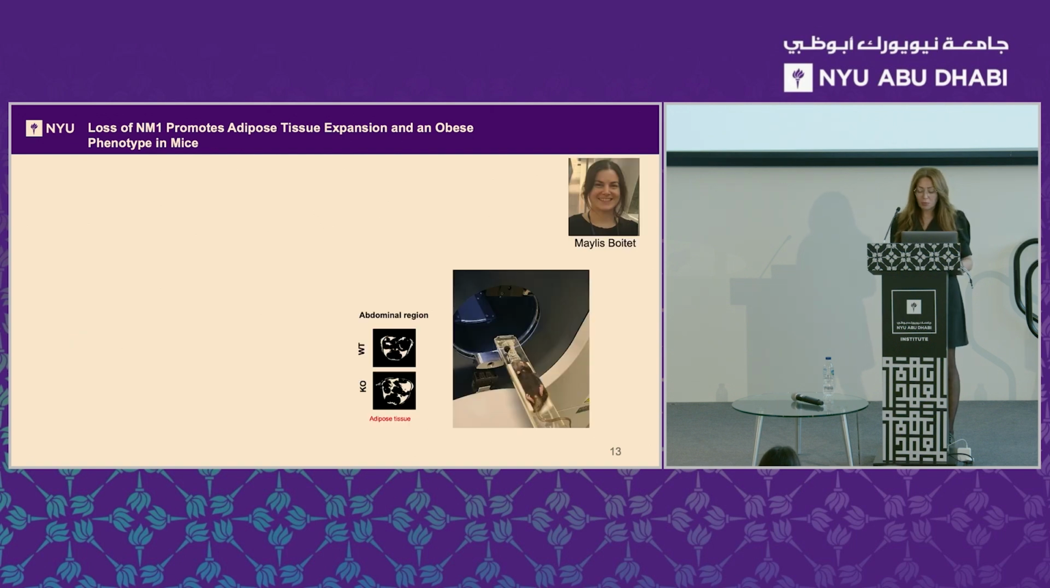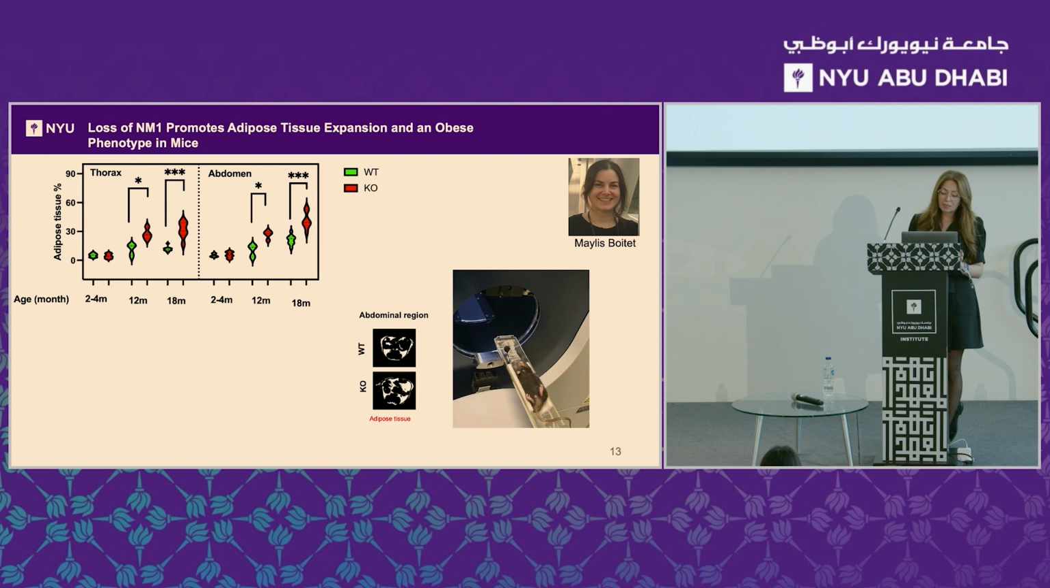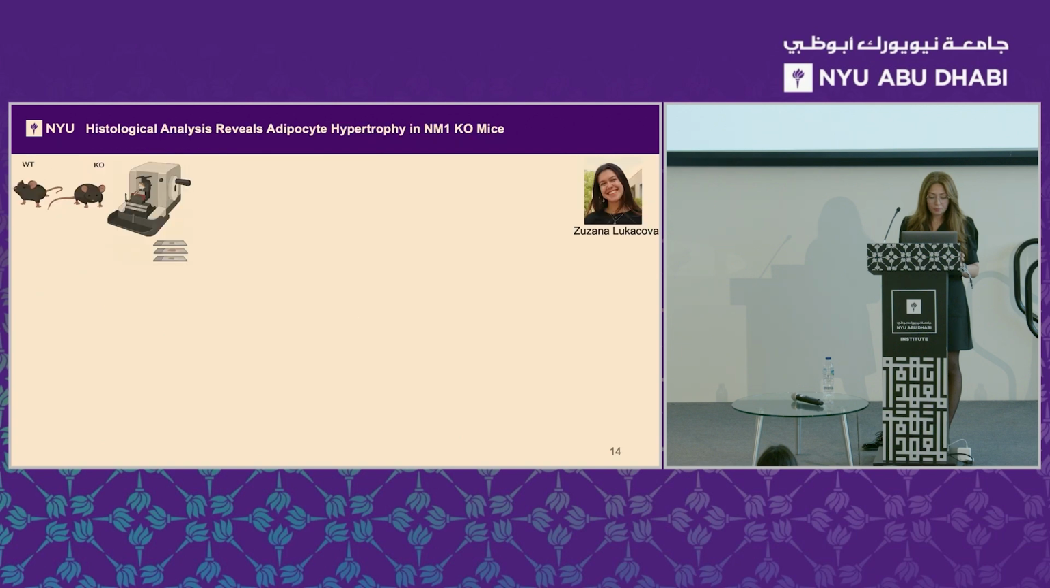So with this, we wanted to also check if there is actually more fat tissue inside the vital part of the body, that is thorax and abdomen. So we performed a CT scan, and we could confirm that there is a higher amount of fat tissue inside the thorax, around the heart, lungs, and so on, and also in the abdomen of those mice.